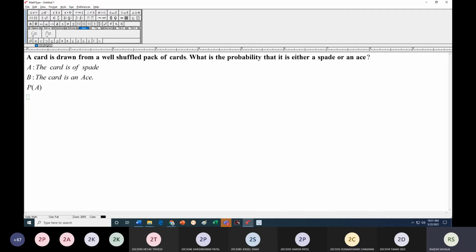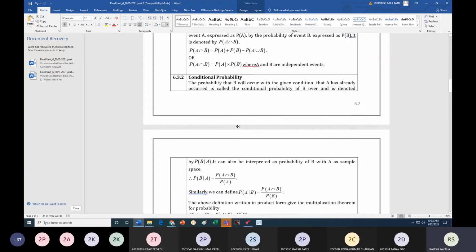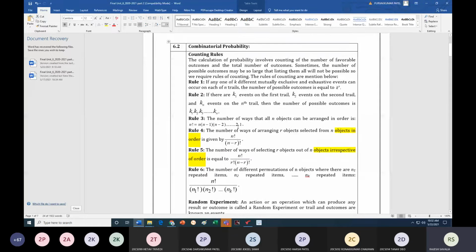Take P of A. So, what is your P of A? You are going to select a card out of 52 cards, and that card must be of spade. So what is your numerator? 13. How 13? You are going to select a card. Am I right or wrong?